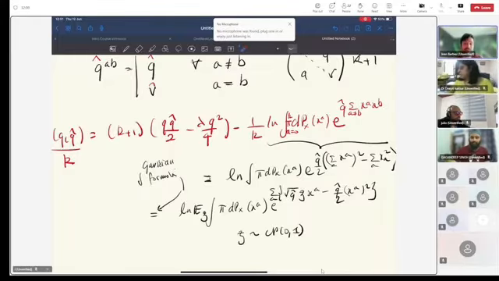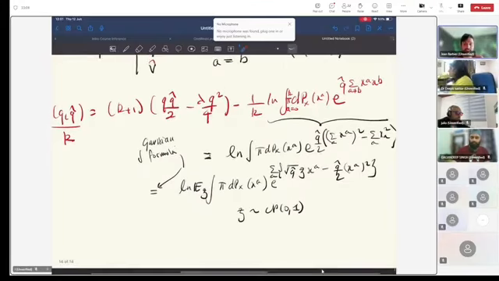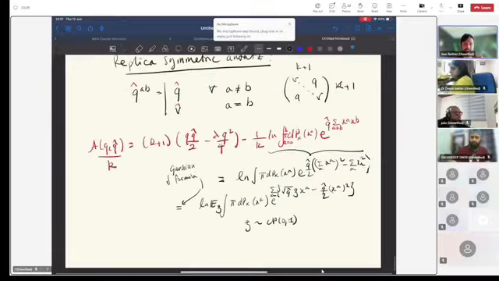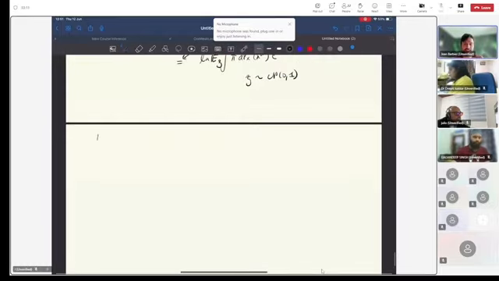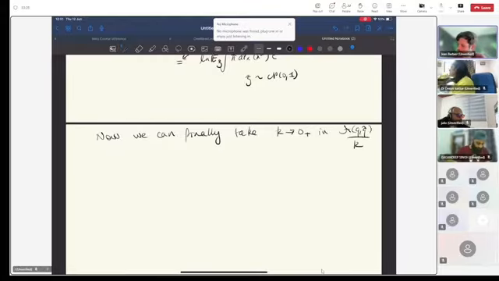Perfect. And now I claim that we are in a position to take k going to 0. Okay, so it's the final step and we're done. So now we can finally take k going to 0 in the replica expression, q hat divided by k. So let's do that.